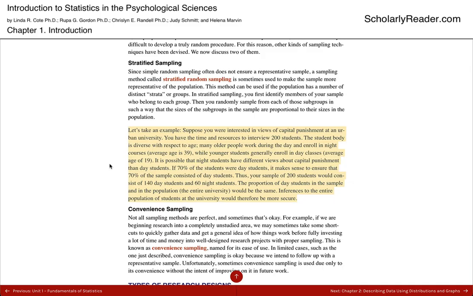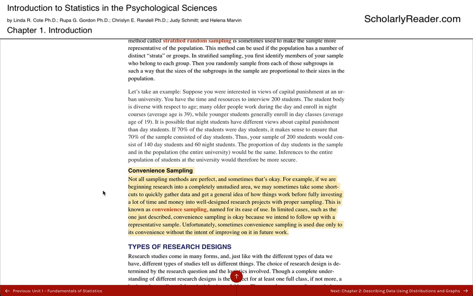If 70% of the students were day students, it makes sense to ensure that 70% of the sample consisted of day students. Thus, your sample of 200 students would consist of 140 day students and 60 night students. The proportion of day students in the sample and in the population, the entire university, would be the same. Inferences to the entire population of students at the university would therefore be more secure.